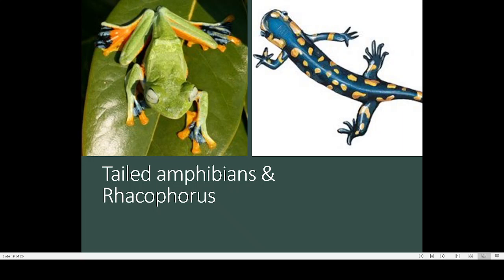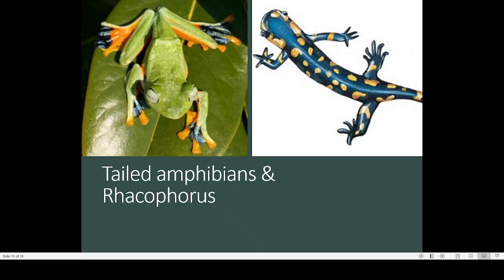Rhacophorus is popularly known as the flying frog because it is capable of slightly jumping from one plant leaf to another leaf, or from one branch to another branch. So that is why we call it by the name Rhacophorus. Then similarly, there is another type of frog called Hyla. This Rhacophorus is present in the Kerala region as well as in many parts of the Western Ghats. Similarly, Hyla also you can find.